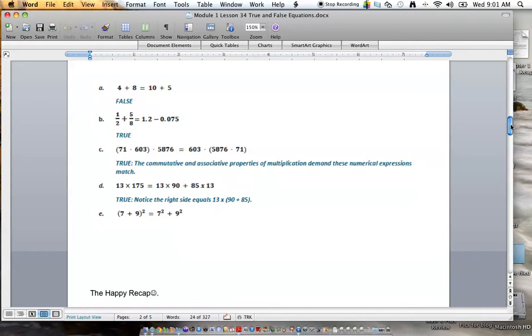What about letter D? Is that true? Can we think of why it's true? Why is it true, Ivy? Well, because 90 plus 85 adds up to 175. Right, so the 175 was broken into two parts, and I'm distributing the 13 to both parts of the 175. What do you think about letter E? See if that's true.